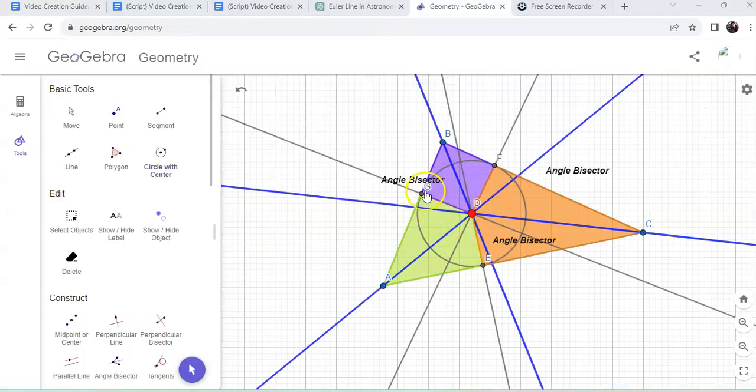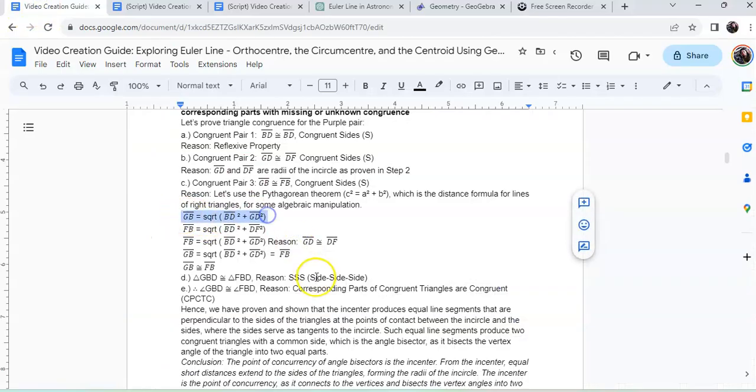Right, so again, side GB is missing, it's not given, and yet side BD is given and side GD is given. So we're going to square side BD, square side GD, get the sum of the two squares, and then get the square root. So we have this equation: side GB is equal to the square root of the square of side DB plus the square of side GD.